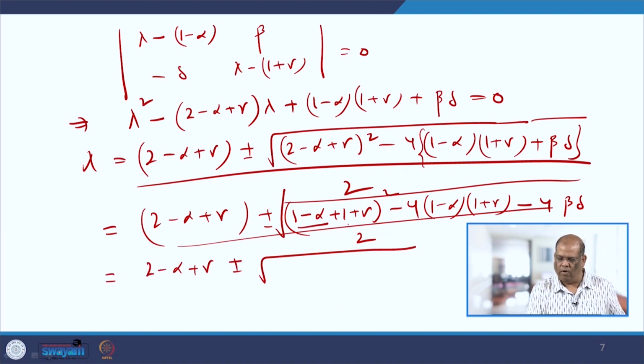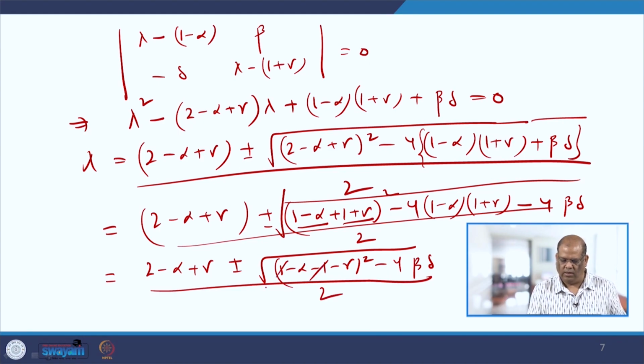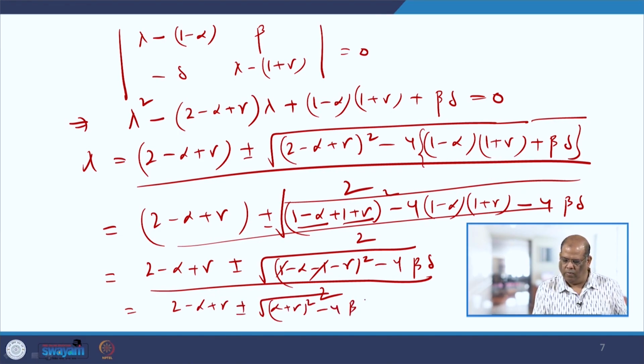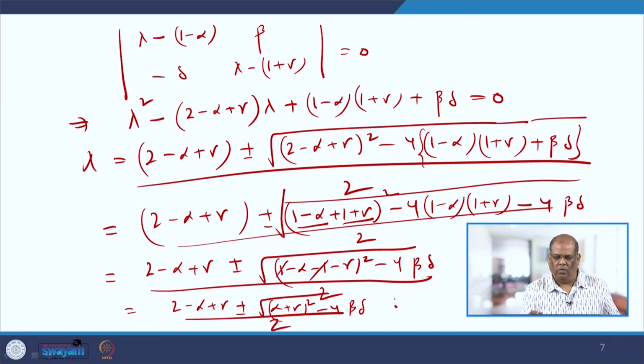So this is just of the form (x + y) squared minus 4xy, which we know is (x - y) squared. So, (1 - alpha - 1 - gamma) whole squared minus 4 beta delta, divided by 2. The 1s cancel, and you will get lambda equals (2 - alpha + gamma) plus or minus the square root of (alpha + gamma) whole squared minus 4 beta delta, divided by 2. So this is the generalized version of the eigenvalues in terms of the parameters alpha, beta, gamma and delta.